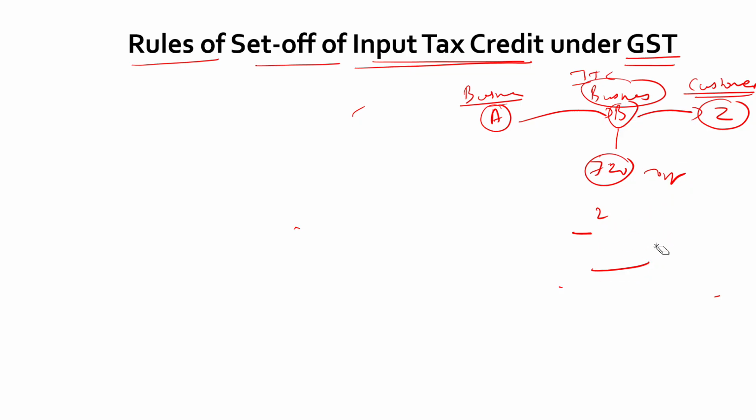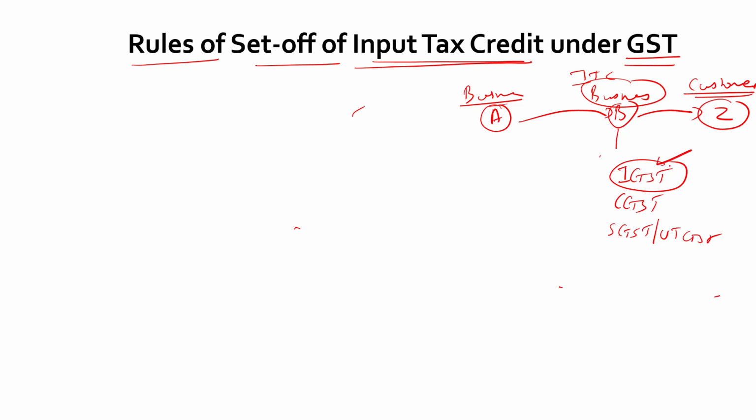Now this is just a simple example. In reality, we have different types of GST. First is IGST. We have something called CGST. We have something called SGST or UTGST. So whenever goods are purchased or sold from other states, IGST comes into the picture. Whenever we are buying and selling within the state, we have CGST, SGST or UTGST in the picture.